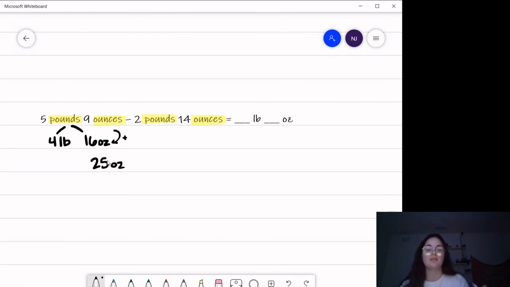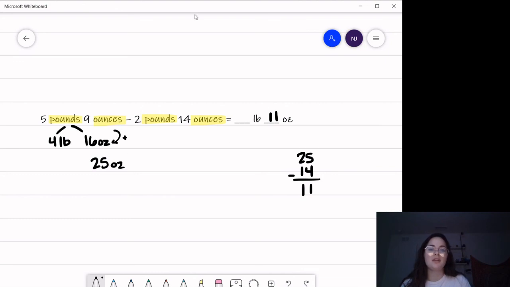So now I'm going to ask myself, can I subtract now that I renamed my pounds as ounces? So remember, I'm taking away 14 ounces. Can I take that away from 25? Yes, I can. I'm going to do that off to the side. And I get 11 ounces.